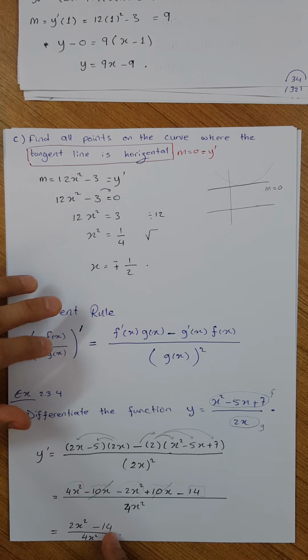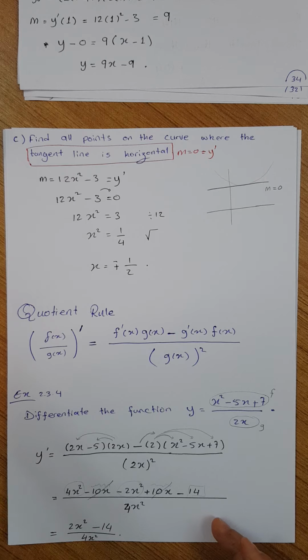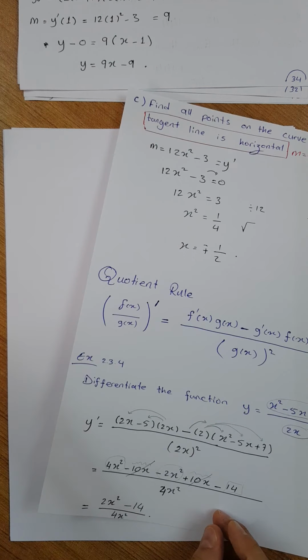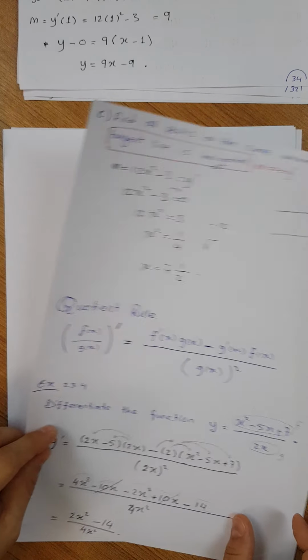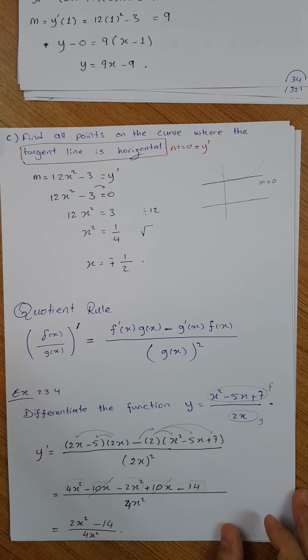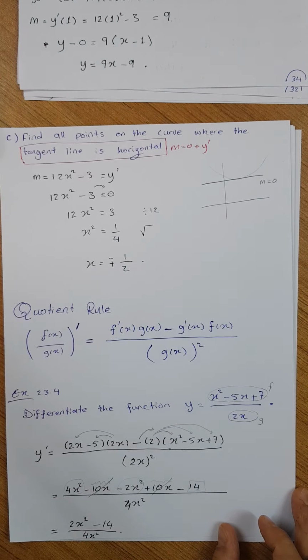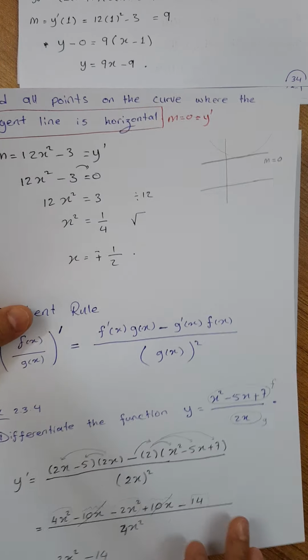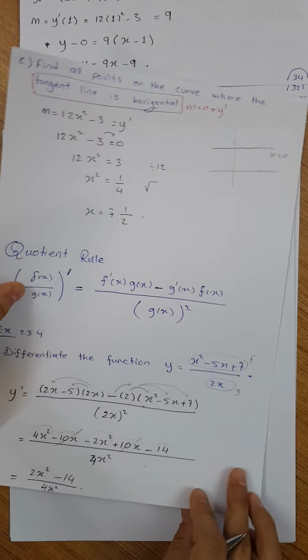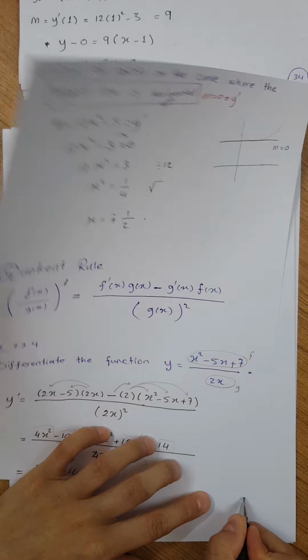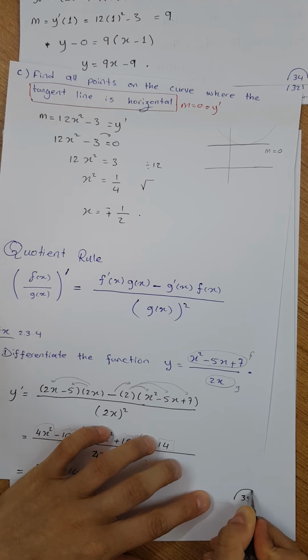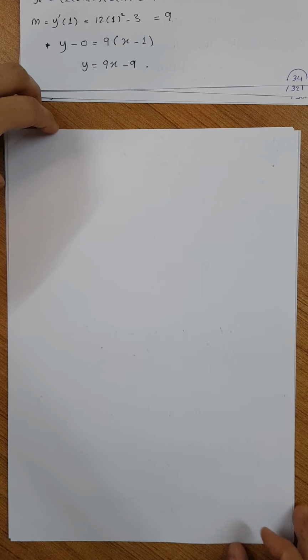You're just applying the rule. So if you already know the rule, that would be very easy for you to do the differentiation for the function that would be given to you. Okay, that's all about quotient rule and product rule. Now we are moving to second or higher order derivatives.